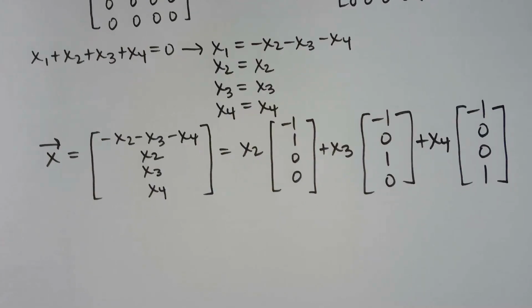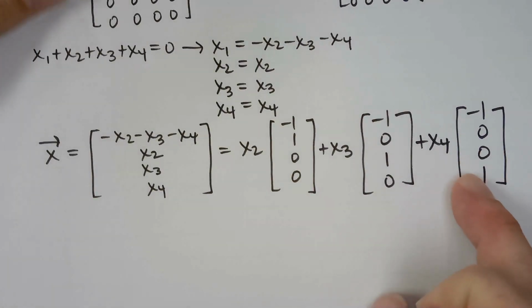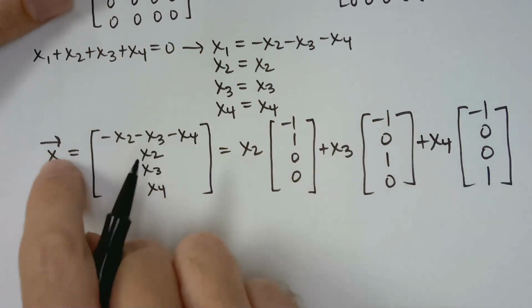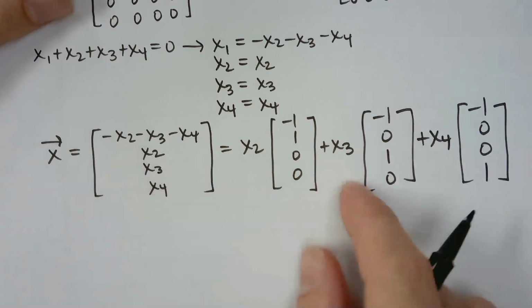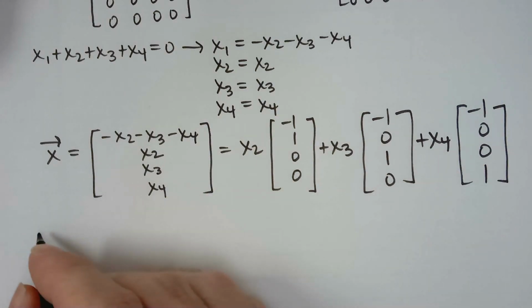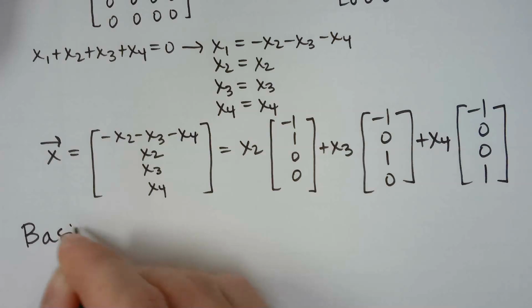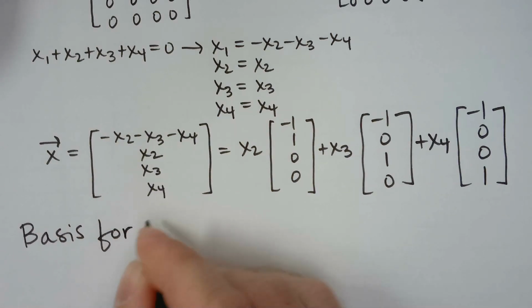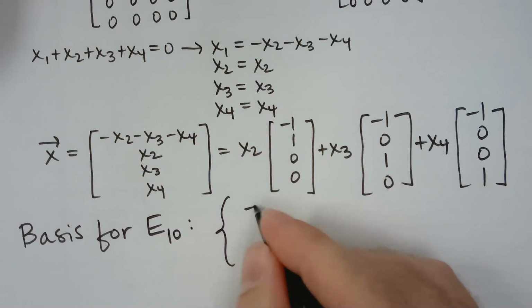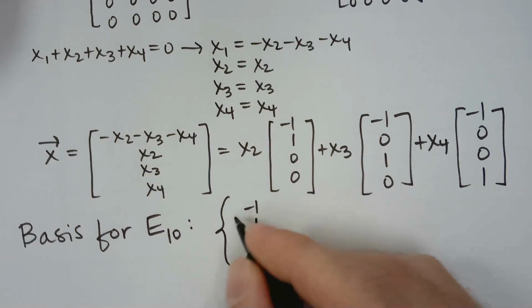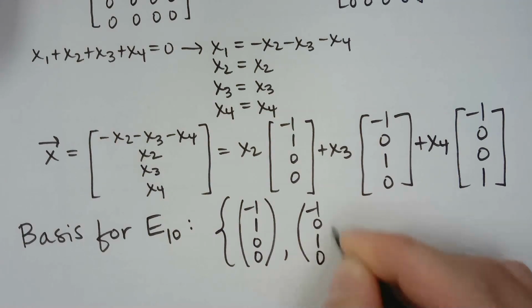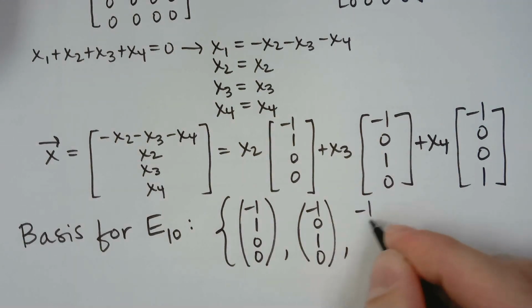Right, and that means that these three vectors here will be a basis because these are independent, and they are a spanning set. Any of these eigenvectors x can be written as a linear combination of these three vectors right here. So I'm going to say the basis for the eigenspace corresponding to lambda equals 10 is going to have negative 1, 1, 0, 0, negative 1, 0, 1, 0, and negative 1, 0, 0, 1.